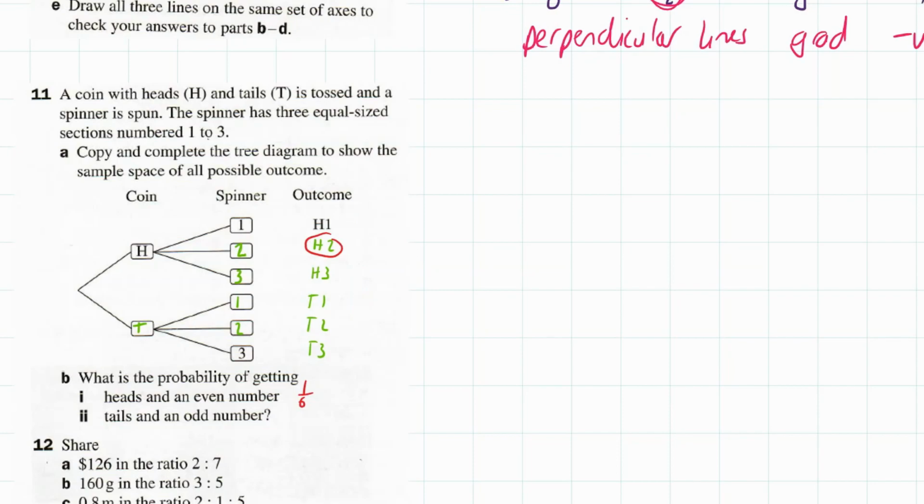Okay, that's that one. Now let's try another one. The next one, tails and an odd number. Well, we've got to go down this line, and then from here we've got to get an odd. So we can go either that way or that way. So these are the 2 options. So it's 2 out of 6, which is 1/3. Hope that makes sense, team.